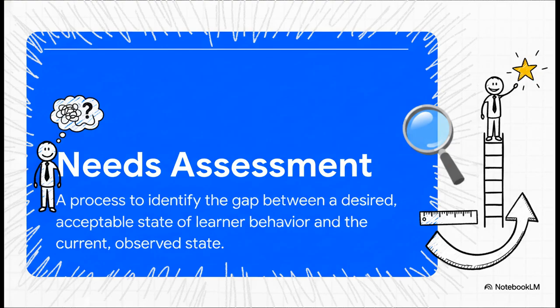At its core, it's a systematic way to find the gap between where your learners are right now and where you want them to be. It's not about what you think they need. It's an evidence-based process to pinpoint the actual measurable distance between what is and what should be.